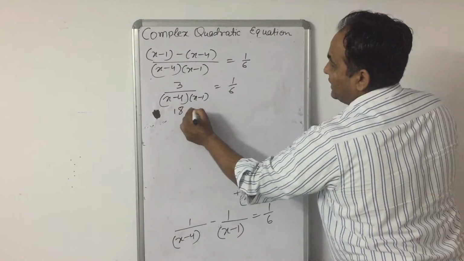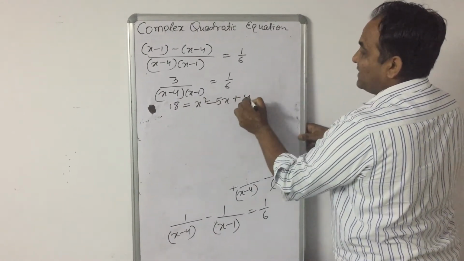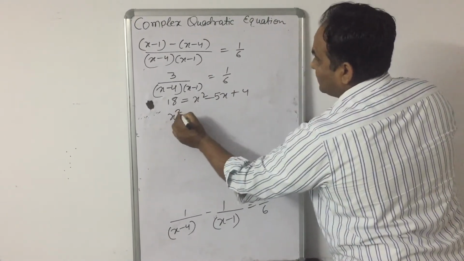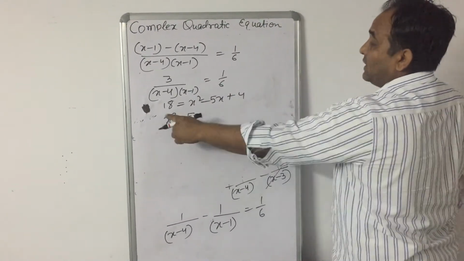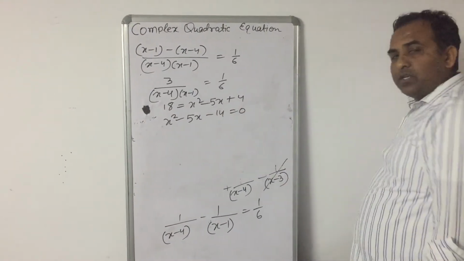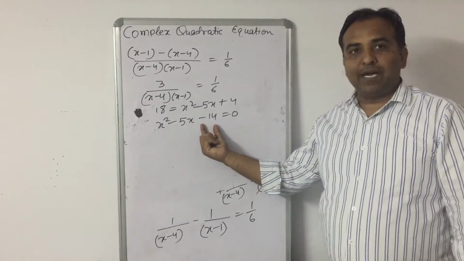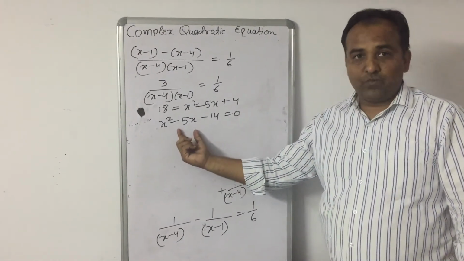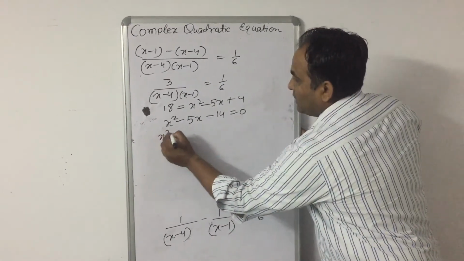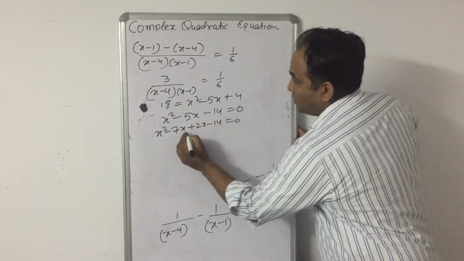This gives 18 equals x square minus 5x plus 4. Now take 18 to the right side to get x square minus 5x, and this 18 becomes negative, minus 14. Now we can use middle term split. Two numbers that multiply to give minus 14 and add to give minus 5: the numbers will be minus 7 and plus 2. So x square minus 7x plus 2x minus 14 equals 0.